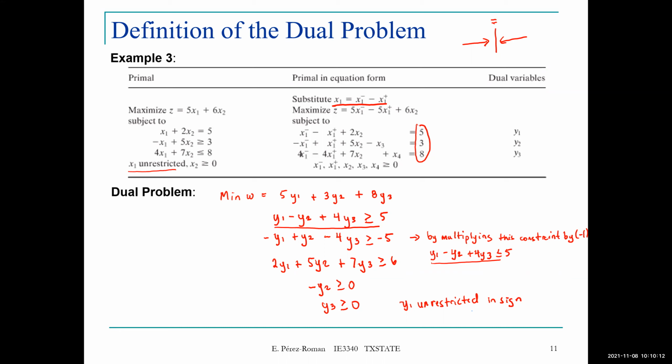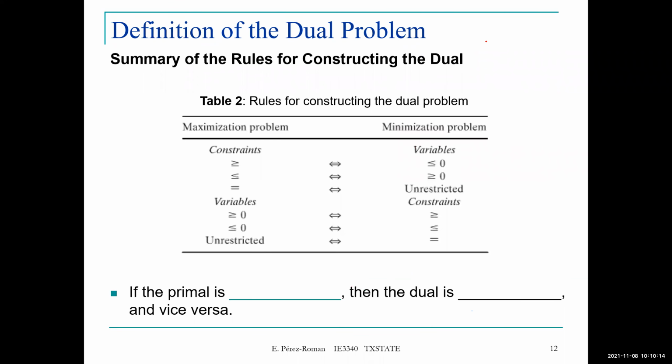Just as a summary of constructing the dual problem, these are the rules. If you have a maximization problem, you change that problem to a minimization problem. Greater or equal to constraints will give you variables that are less than or equal to 0. Less than or equal to constraints will give you decision variables that are greater or equal to 0. And equality constraints will give you unrestricted in sign decision variables.